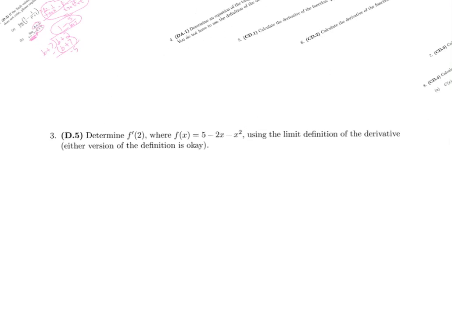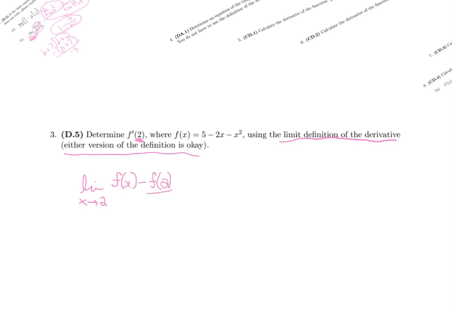Now for number 3, the major thing that I noticed is that people kind of ignored this instruction, the limit definition of the derivative, and I even said either version of the definition is okay. So there were 2 definitions of the derivative that we learned about. One was the limit as x approaches, I'm going to use 2 since 2 is the number here, of f of x minus f of 2 over x minus 2, which some of you used. That would be f prime of 2.